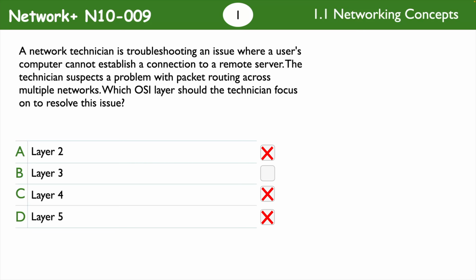And that's going to leave us with B, layer 3, which is the network layer. And this layer is responsible for routing packets between different networks using logical addressing like IP addresses, which makes B the best answer.